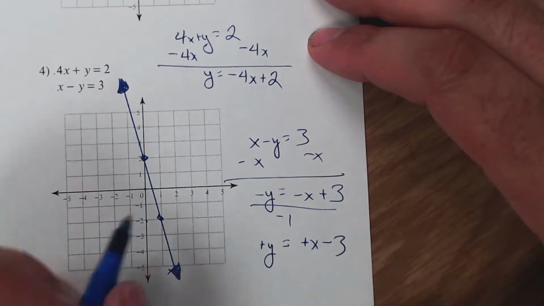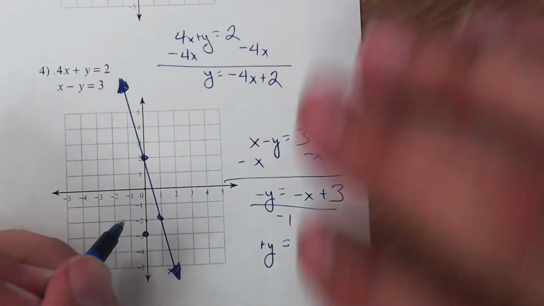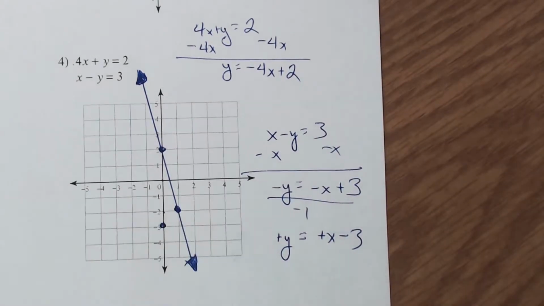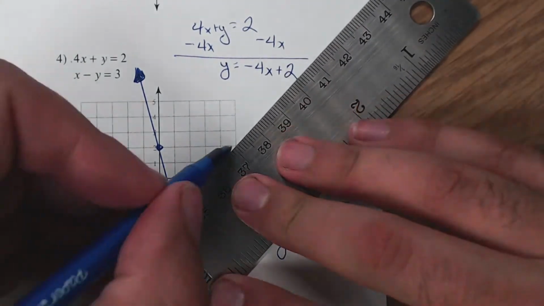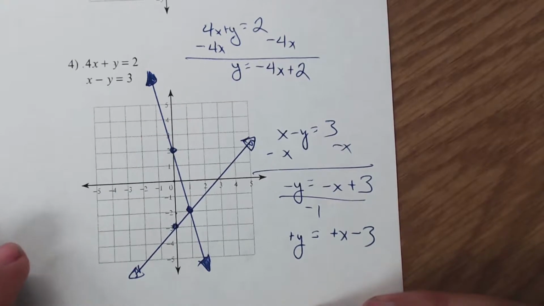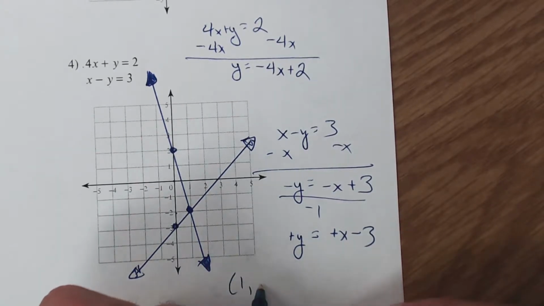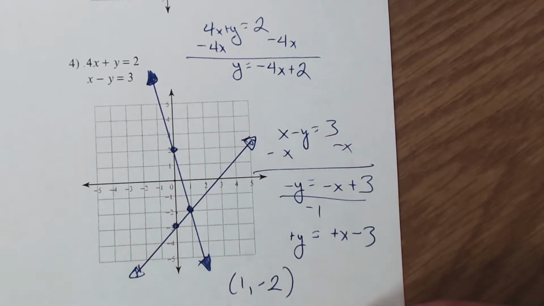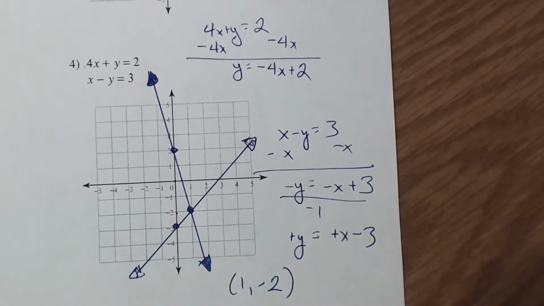So -3, that's down here. And then I go up 1 over 1. Oh, there's my spot right there. And awesome. This coordinate point that I intersect is at +1, -2. Awesome. We're doing great. Now let's go and do some substitution.